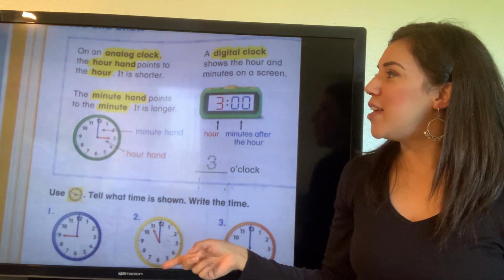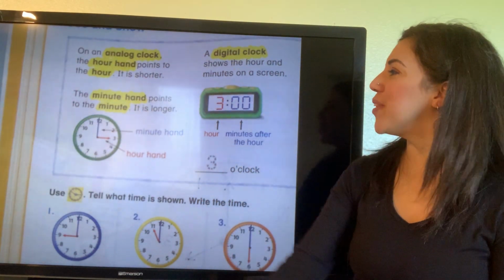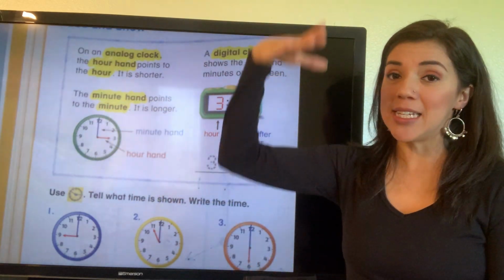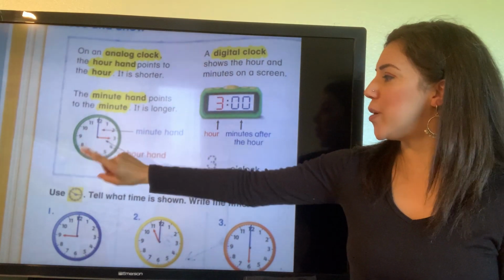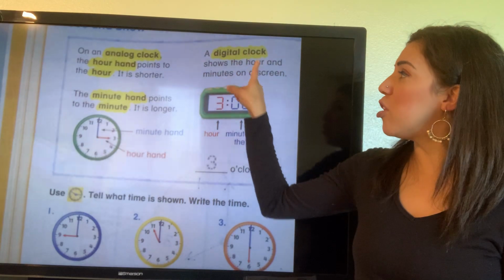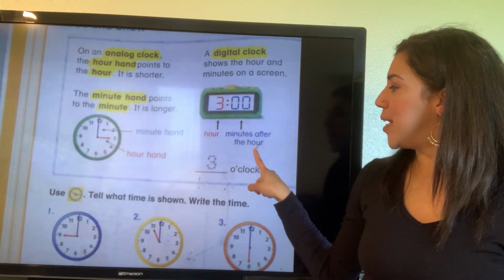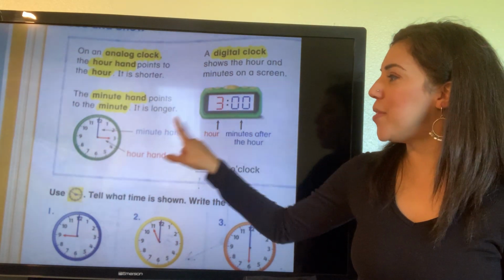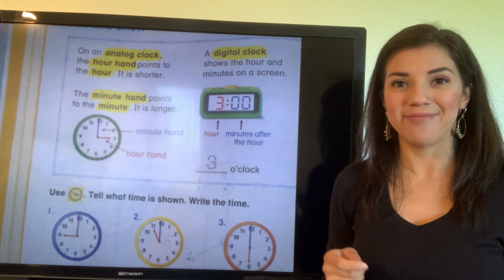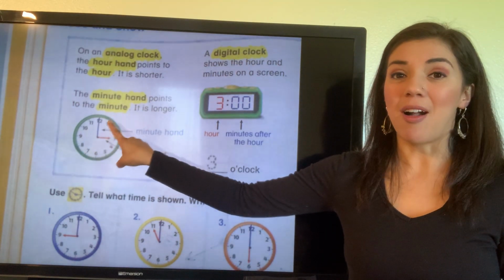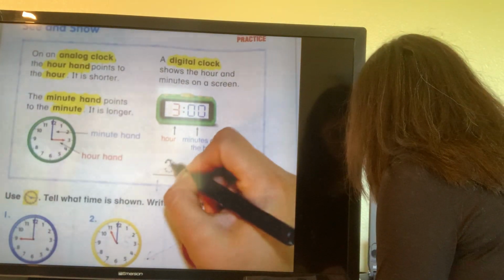On an analog clock, the hour hand points to the hour. It is shorter. Talked about that. So the minute hand points to the minute. It is longer. And so here they're showing you that the minute hand is long and the hour hand is short. Okay. So a digital clock shows the hour and minutes on a screen. So here's the hour, and then here are the minutes after the hour. And so the time that is showing on this analog clock and this digital clock is what time? 3 o'clock. No minutes after. 3 o'clock. So go ahead and just trace that 3.